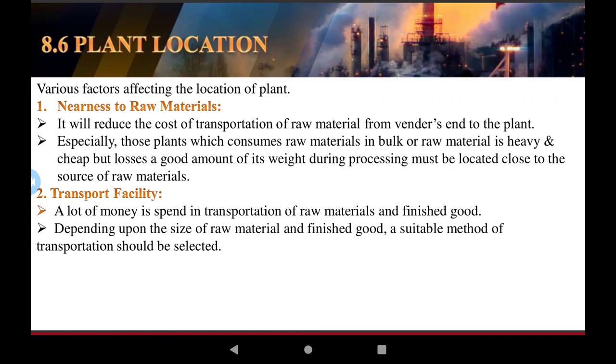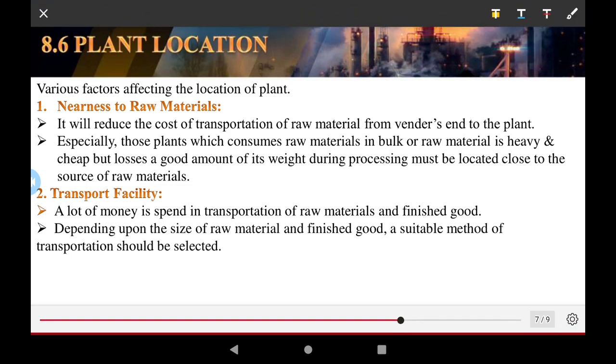Plant location. The various factors affecting the plant location. Plant location is very important for manufacturing operation and the development of economics. Some factors are required in the plant location. The nearness of the raw material. The plant is suitable for the nearness of the raw material.